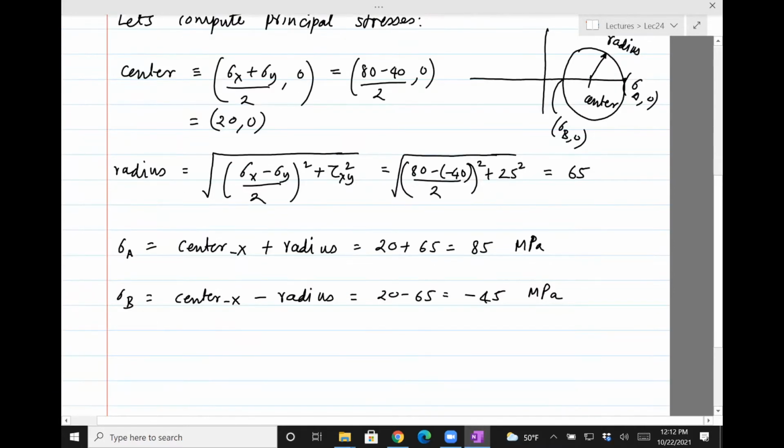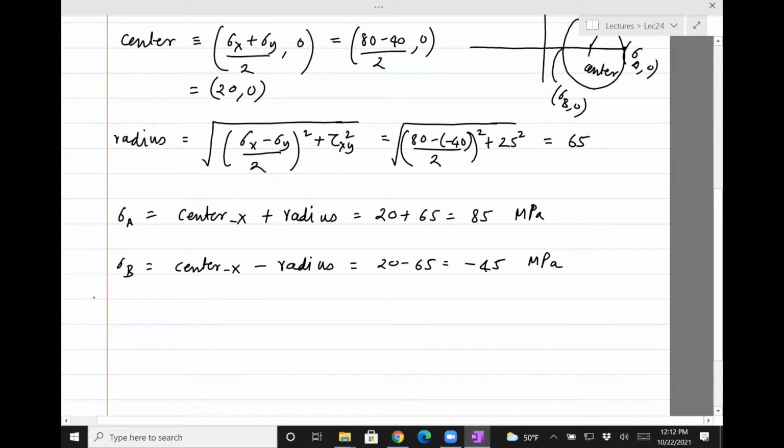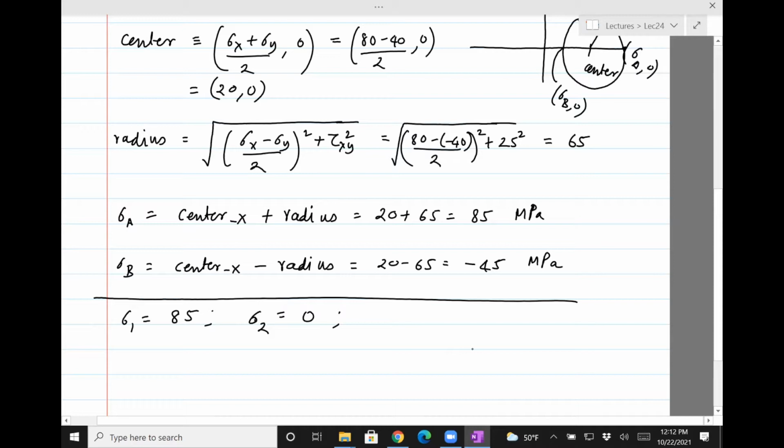Okay, so we know sigma A, sigma B. This is a plane stress condition, which means that the third stress is 0. So we have the principal stress, the maximum stress, is 85. The intermediate one is 0, because in this case, plane loading, the third stress is 0. And then the minimum one, sigma 3, is minus 45. I wrote this in this fashion because that's how we developed the theories, right? Okay, so we have the stresses. Now we can go ahead and apply each of those two theories.